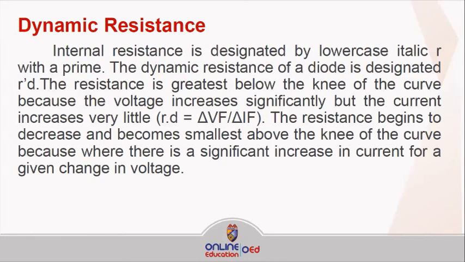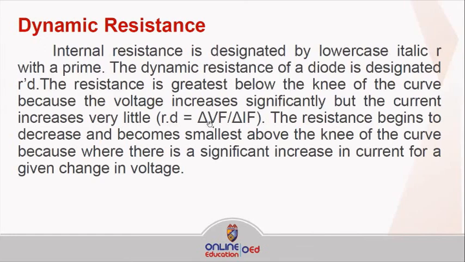Then the dynamic resistance of a diode is designated as RD. Then the resistance is greatest below the knee of the curve because the voltage increases significantly but the current increases very little. Okay, ang formula ng RD natin is, kung familiar kayo sa Ohm's law, ito yung ginagamit natin. That is, ang Ohm's law kasi is V equals IR. Then, para makuha lang natin yung R, that will become voltage over current.